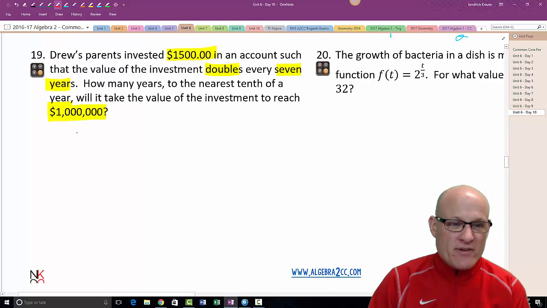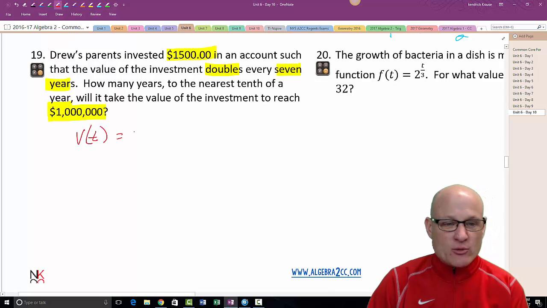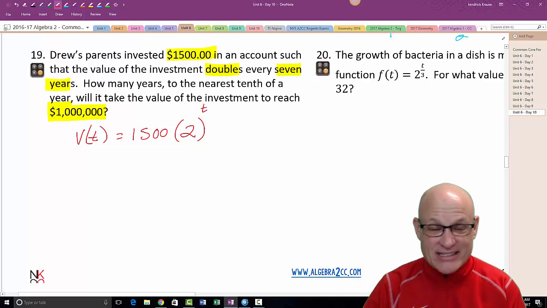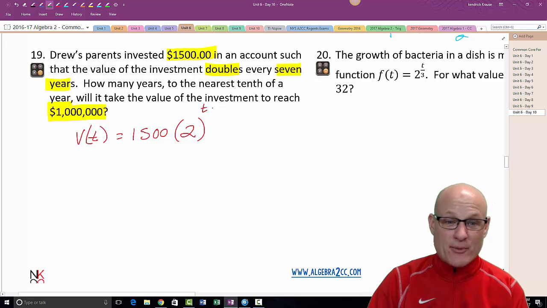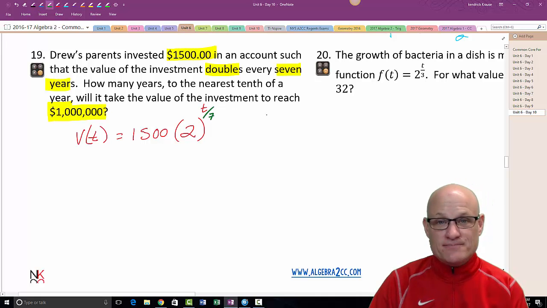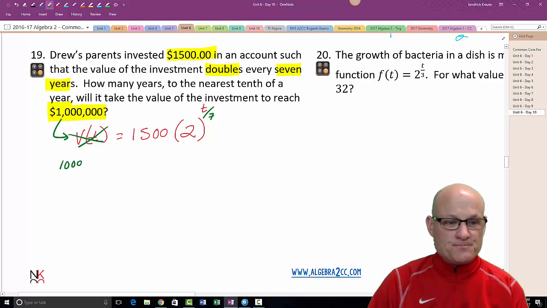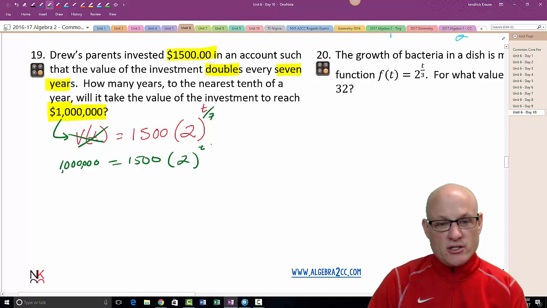So let's do that. Value over time is equal to our starting amount, which is $1,500. We're going to double it every 7 years. So normally I would just put time up here, but it's not every year, it's every 7 years. So you got to remember, oh yeah, I got to divide by 7. All right. So for this, we're going to put in $1 million. So 1 million is equal to 1,500 times 2 to the t over 7.